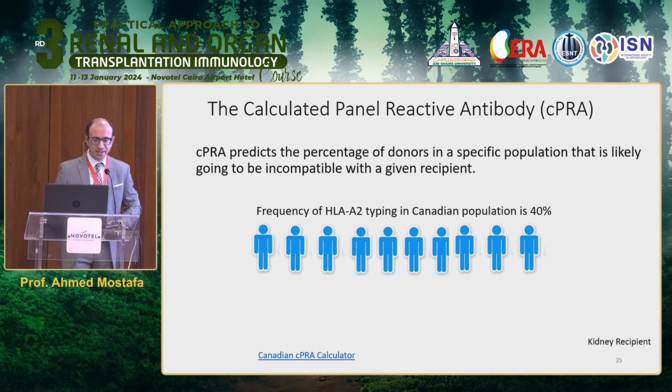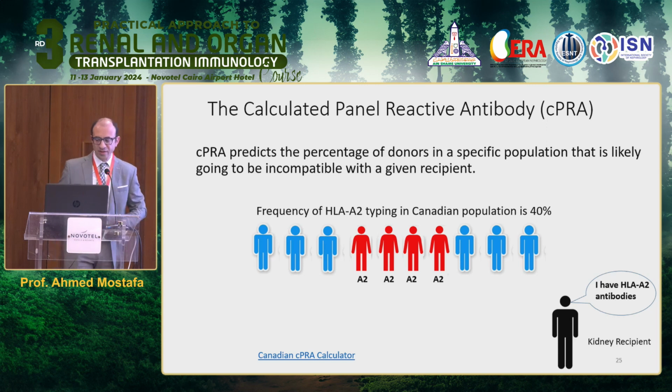So first, what is the calculated panel reactive antibody? CPRA predicts the percentage of donors in a specific population that is likely going to be incompatible with a given recipient. So for example, HLA-A2 is the most common in Caucasians. So North American and European, most of them have A2. And the frequency of this gene is 40%. So 4 out of 10 of these individuals will have A2.